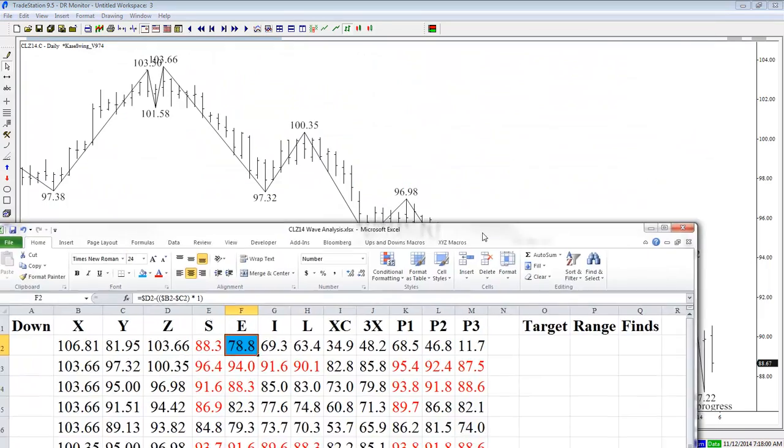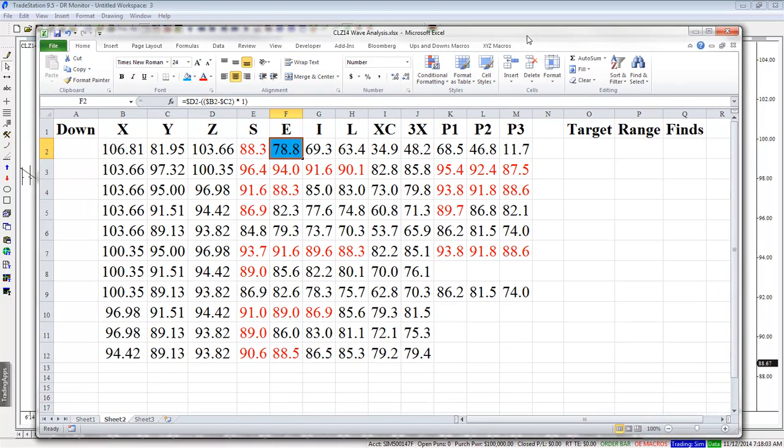So if I look at that wave, 103.66. So this was one of our important waves here. And I look at this 103.66 down to 89.13, 93.82.